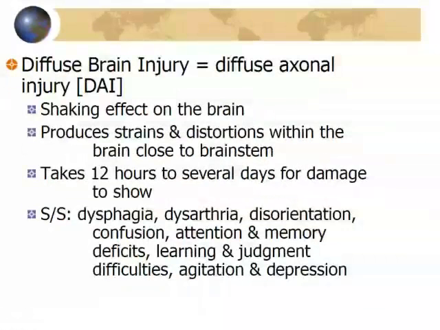Diffuse brain injury is also called diffuse axonal injury, or a shaken baby, because it's a shaking effect on the brain. It produces strains and distortions within the brain close to the brainstem. It takes 12 hours to several days for damage to actually show. Symptoms are dysphagia, dysarthria, disorientation, confusion, attention and memory deficits, learning and judgment difficulties, agitation, and depression.